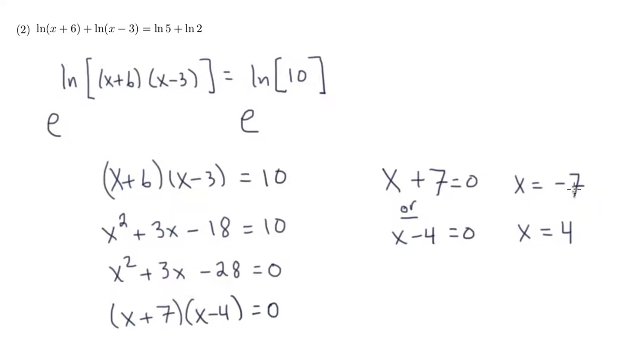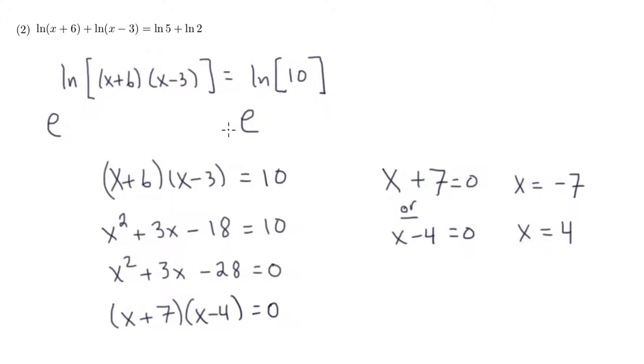But try to plug in negative 7. Log of negative 7 plus 6 is log of negative 1. But the domain of the logarithm function, remember, is only positive numbers. I can only plug in positive numbers into a logarithm. So something is going on here. It doesn't even make sense to plug in negative 7 into this equation.